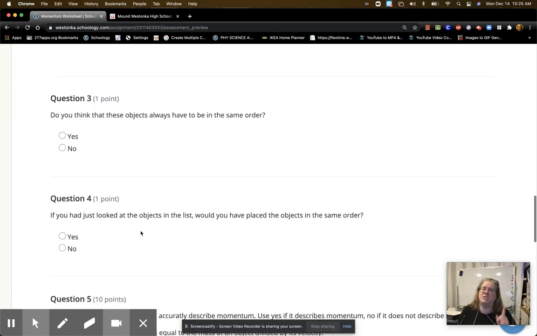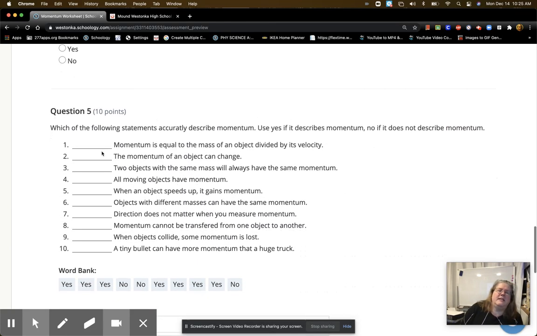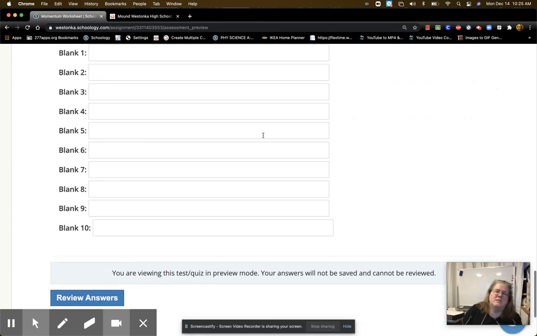So momentum can change if you change any of the variables. And then finally down here, you're going to say yes or no. Which of the following statements accurately describe momentum? If it's momentum, then put yes. If it doesn't describe momentum, if it describes speed or describes acceleration, then put no. So we're really looking for just what is momentum.